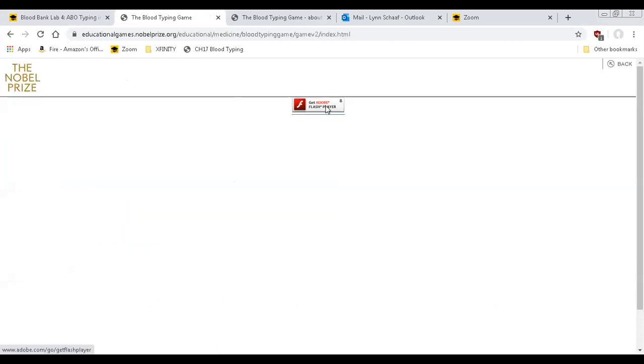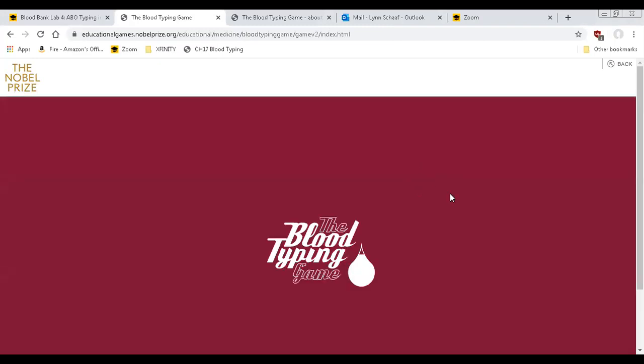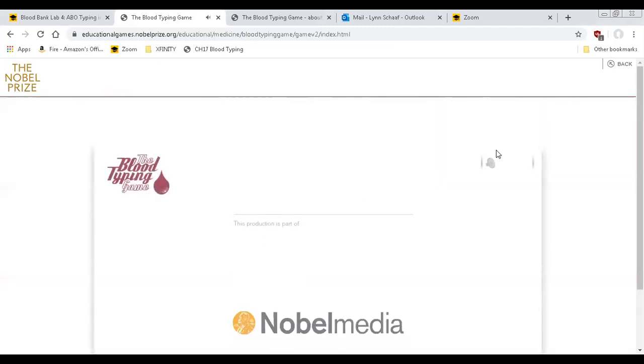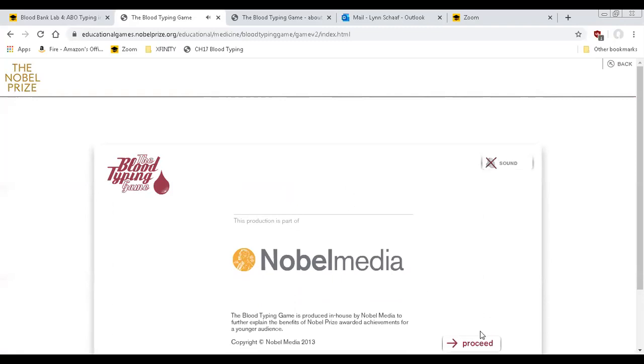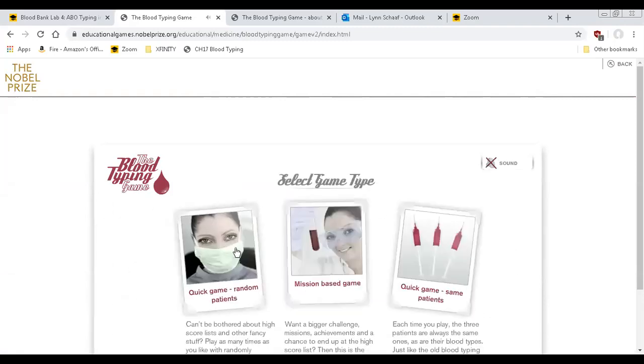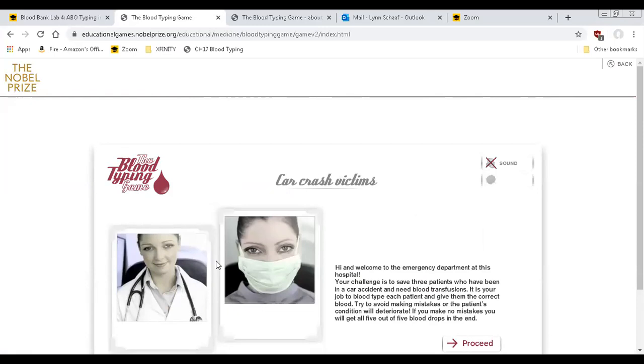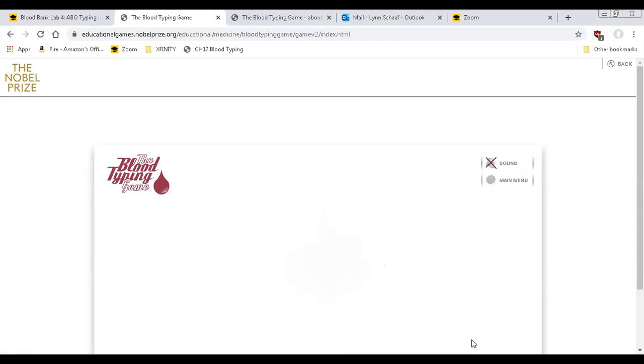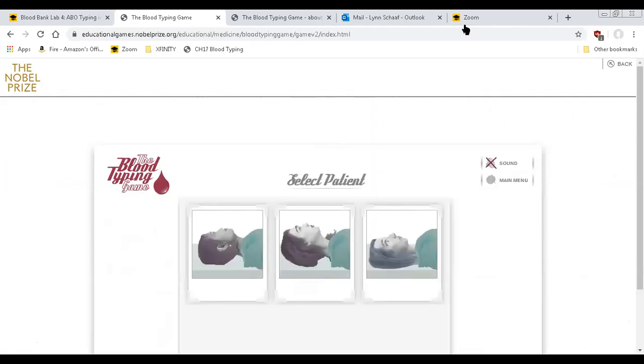And so I have to allow flash on my computer. You might have to do that too. I hate the sound, so I always block it. You know the deal by now. Proceed. We're going to be doing random patients again. And so basically you're going to be typing the 3 patients. And just like in lab 3, as you go through and find out the types, you're going to be filling in your lab worksheet. Okay, so let me just stop here and go to the lab worksheet for a moment.